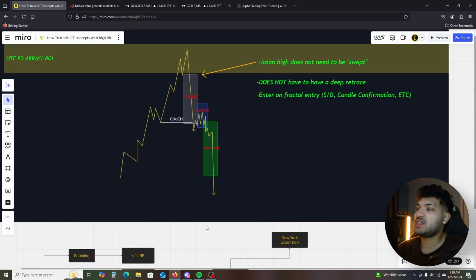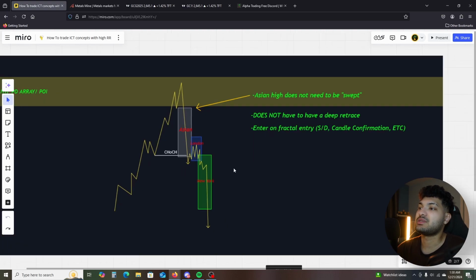Okay, so a couple key factors to notice about this model is that when you have a huge move down in a session like Asian session or whatever, a lot of misconceptions occur because people think you need to have your Asian high swept, okay? Like it has to have a liquidity sweep. And I'm here to tell you that's not the case. Highs and lows can be protected and they don't need to be swept once higher time frame order flow is established, okay? And another thing is it does not have to have a deep retrace. Many people think that, oh, we have to retrace all the way up here, maybe make a liquidity sweep of the high and then dump, right? That does not have to happen necessarily.